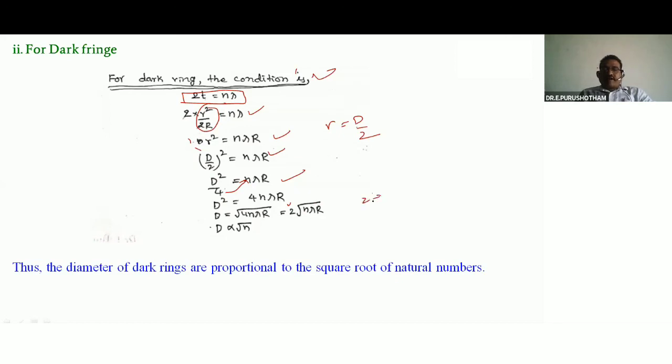The number 2 is constant, lambda is constant, and capital R is also constant. So we can write D is directly proportional to root n. The diameter of dark rings is directly proportional to the square root of natural numbers, where n is equal to 1, 2, 3, and so on. These are the natural numbers.